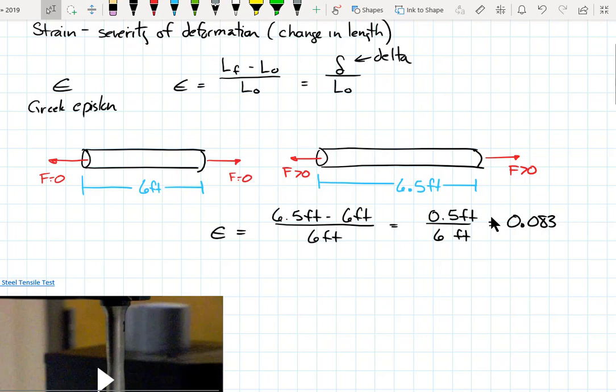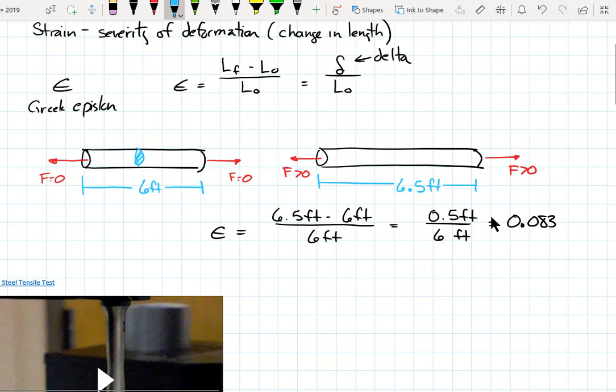But notice that I didn't even say anything about the diameter, the cross-sectional area. Obviously, it affects the amount of strain, though. If this thing is 10-foot diameter versus a tenth of an inch diameter, that would definitely affect how much it's going to stretch. We didn't talk about the material.